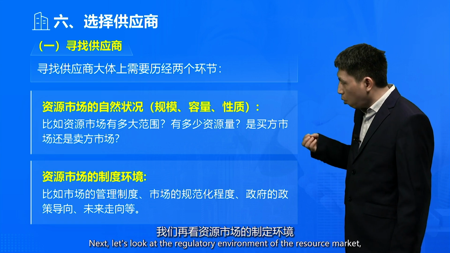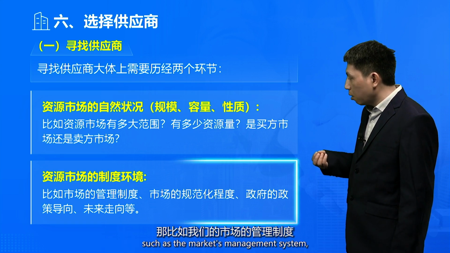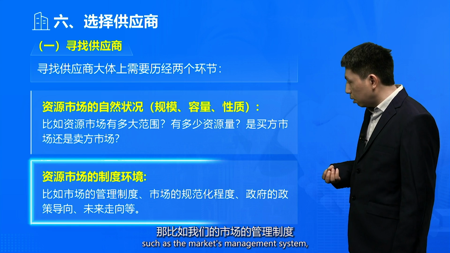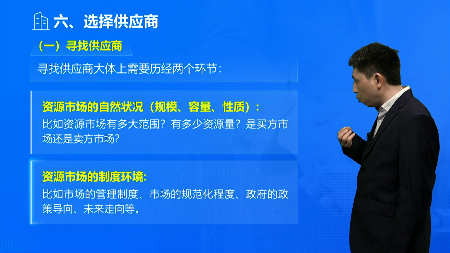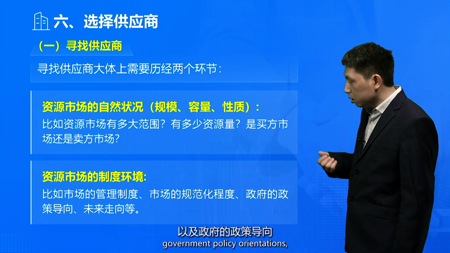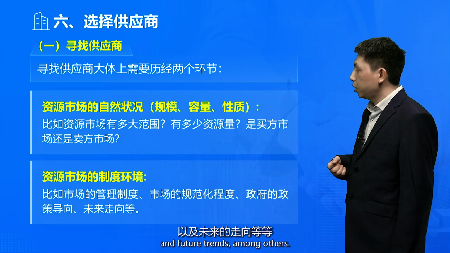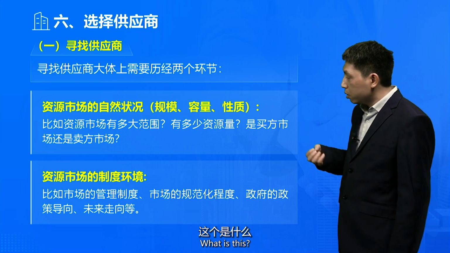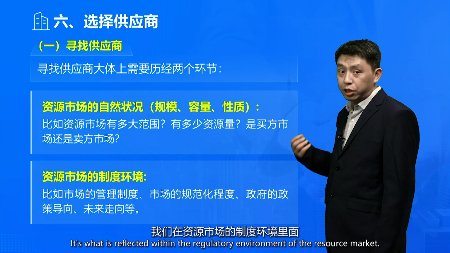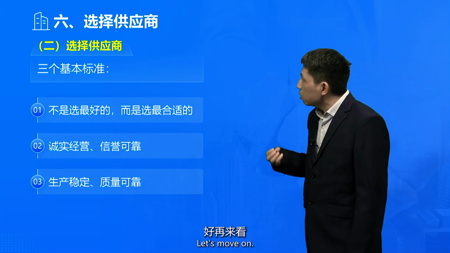Next, let's look at the regulatory environment of the resource market, such as the market's management system, the standardization process of the market, government policy orientations, and future trends, among others. What is this? It's what is reflected within the regulatory environment of the resource market. That's what it shows. Let's move on.